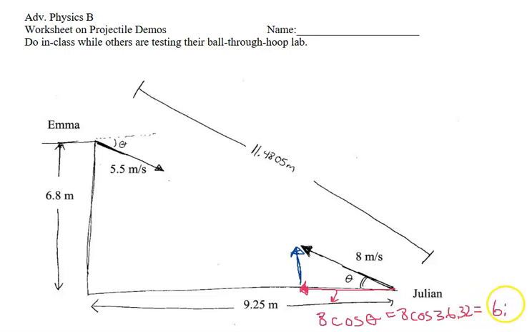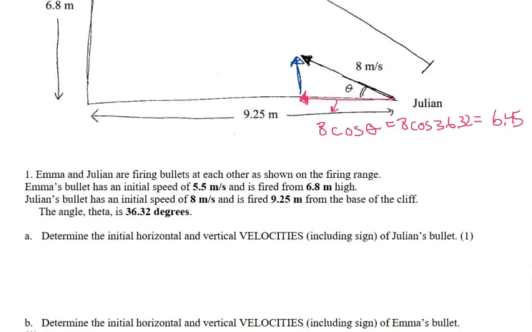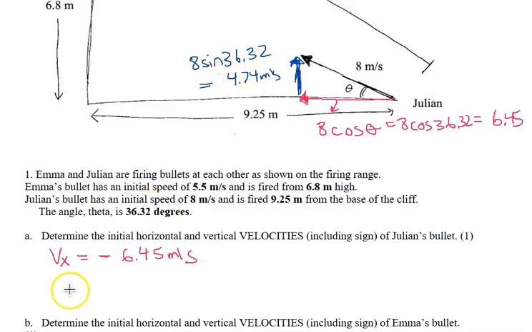So it is 6.45, but that is going left. So the initial horizontal velocity of Julian's t-shirt is minus 6.45 meters per second. And then his vertical velocity is 8 sine of 36.32, which is 4.74. And that's positive because it's going up.